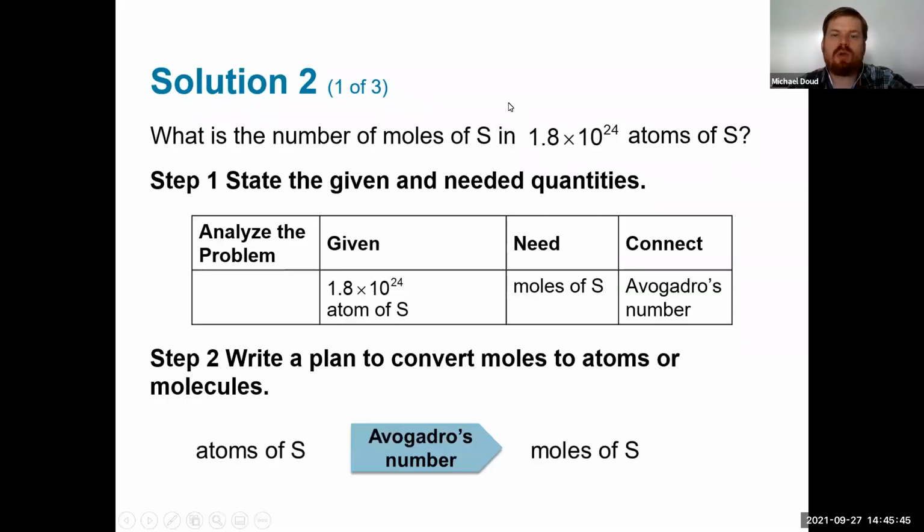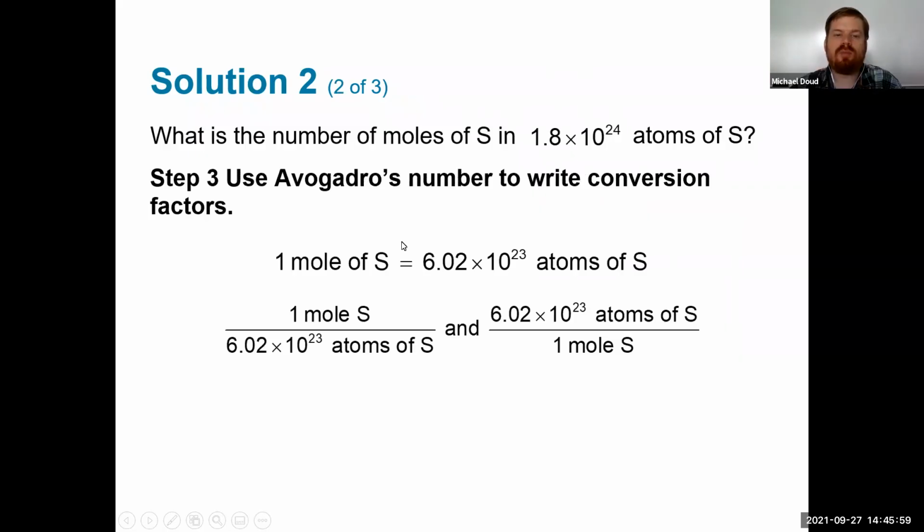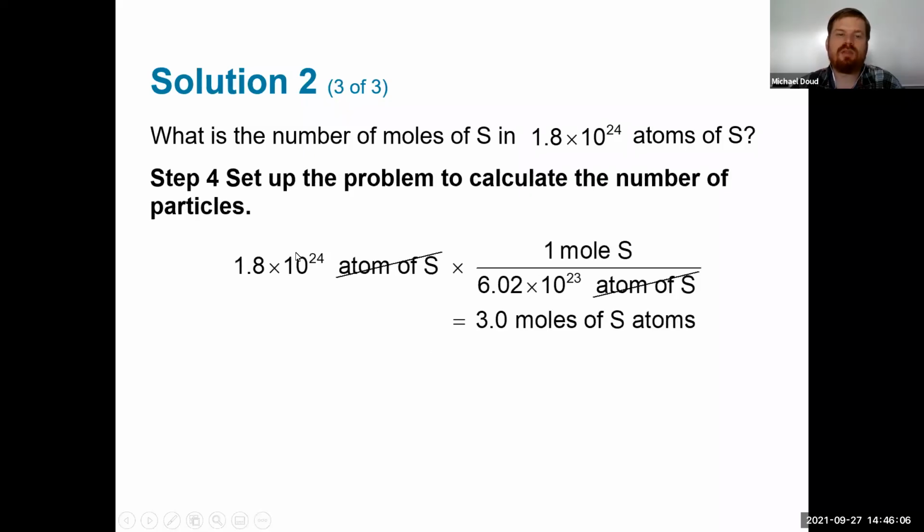Well, once again, now we're converting from atoms to moles. So the key conversion factor is going to be Avogadro's number. If we have the 1.8 times 10 to the 24th atoms of sulfur, and we need to get to moles of sulfur, well, then we need to multiply by 1 mole of sulfur per 6.02 times 10 to the 23rd atoms of sulfur. In this case, it's going to be 1.8 times 10 to the 24th divided by 6.02 times 10 to the 23rd, and you end up with 3.0 moles of sulfur.